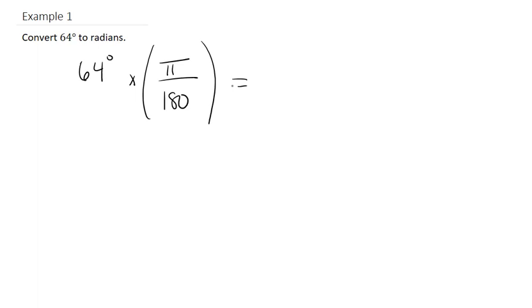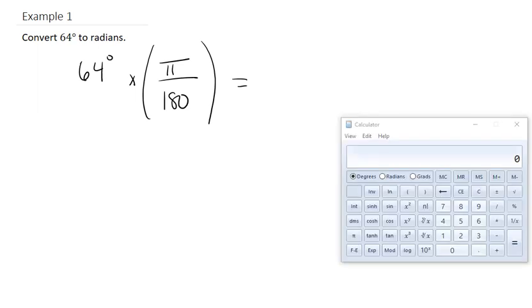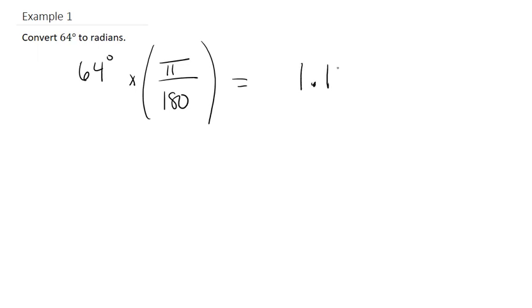So when we get our calculators out, we go 64 times, here's our pi button, or you can type in 3.14, and that is equal to 201.06. Then we're going to divide it by 180, and we get 1.12. And now this is in radians.